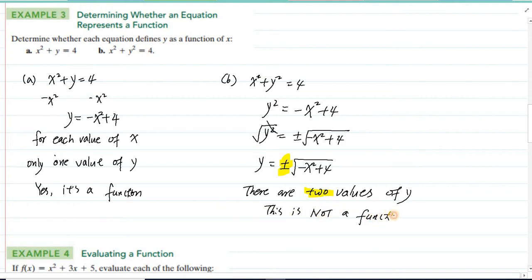Again, on your test, you need to know how to show work, okay? How you show work, all you have to do is just solve for y. If y is going to have two values, then that means it's not a function. If y equals only one value, then you're going to say yes, it's a function. Be careful on multiple choice because you still must show work on multiple choice.